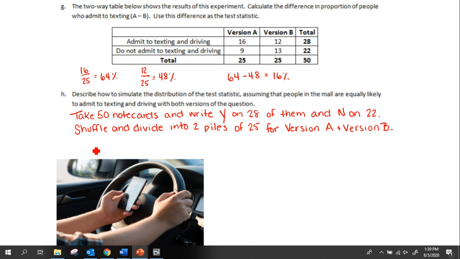Calculate the percent of yes in each pile. Subtract A minus B, plot it on a dot plot, and repeat many times.